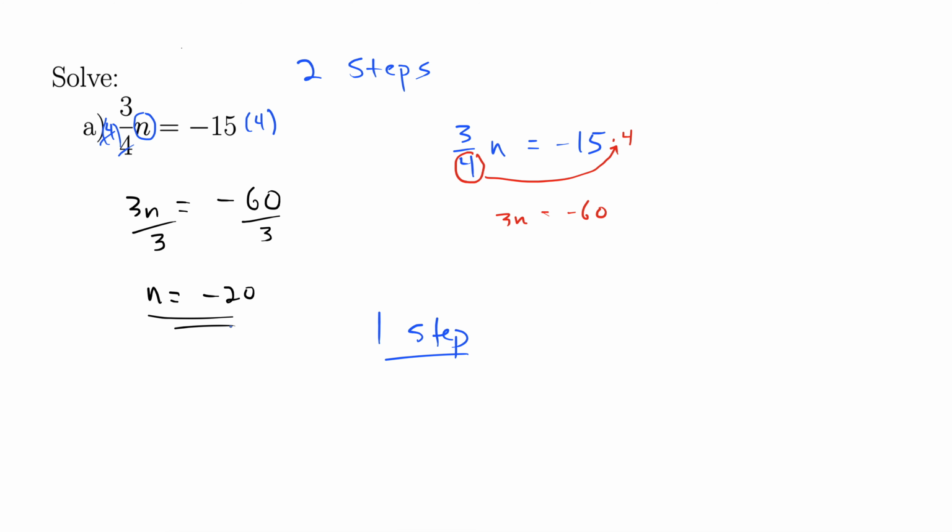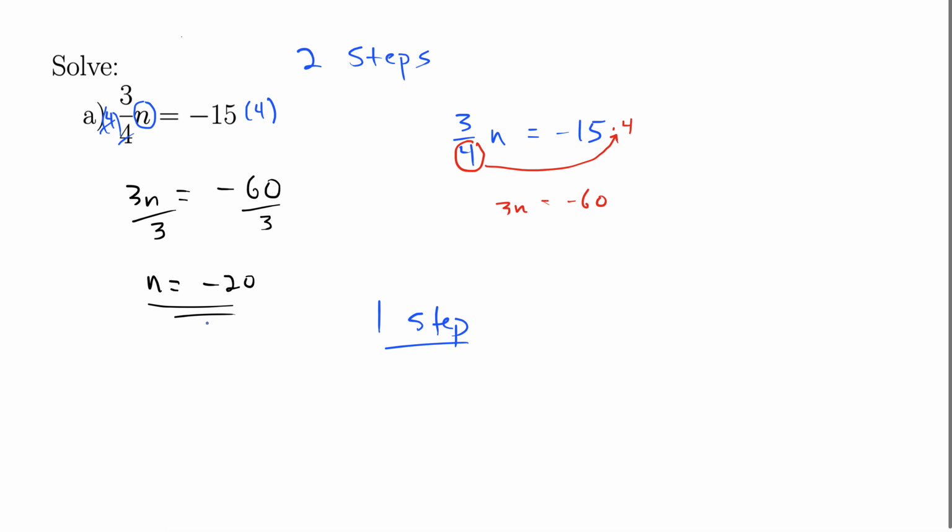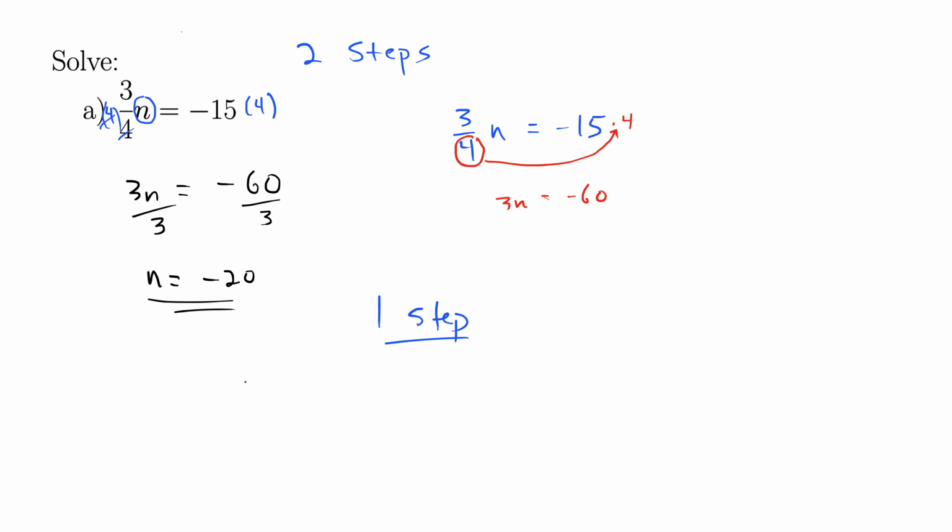Once you're good at 2 steps, you can do the same thing with 1 step. Let's do the same problem here: 3/4 n equals negative 15. We have a 3/4 multiplying the n, so I'm going to take the reciprocal of that. The reciprocal means you just flip the numerator and denominator. So the reciprocal is 4/3, and I'm going to multiply both sides by 4/3.